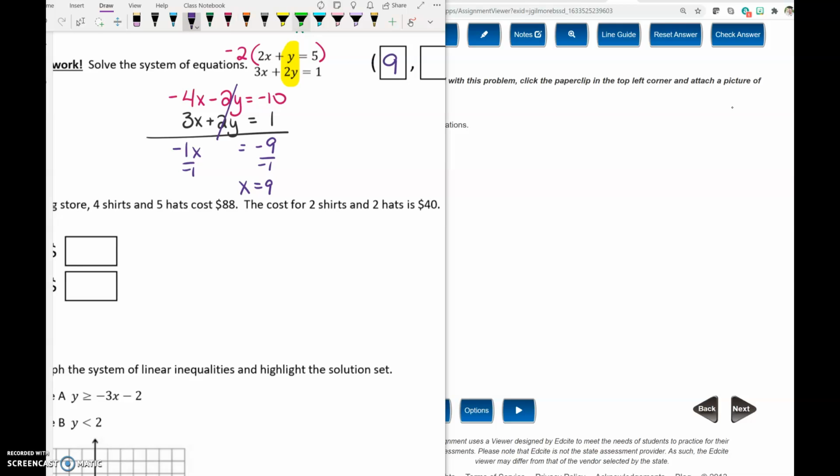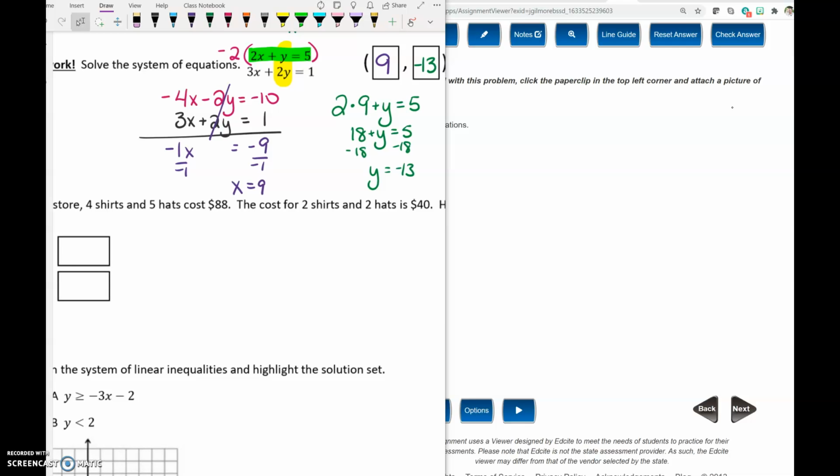Then you need to choose an equation to plug it into. I think the top original one looks the easiest. So I'm going to do 2 times, I know that my x value is 9, plus y equals 5. 5 minus 18 gives me negative 13. So my y value is negative 13.